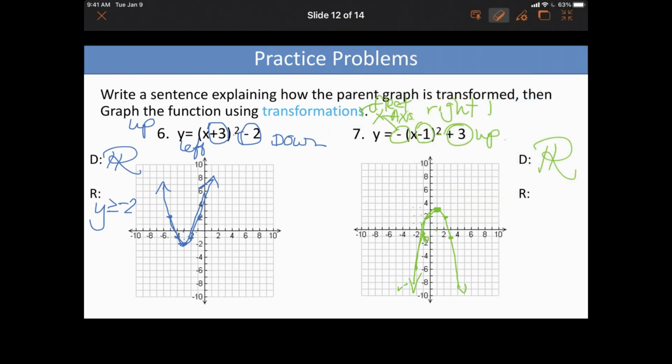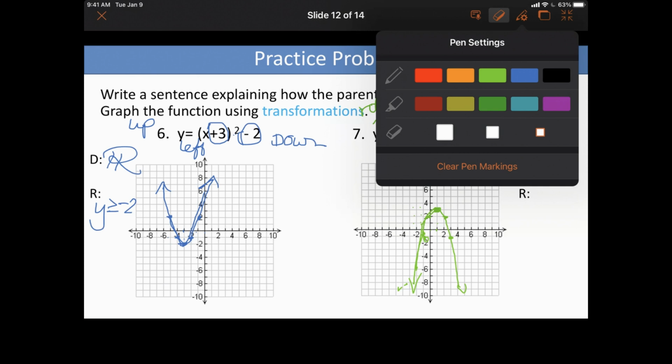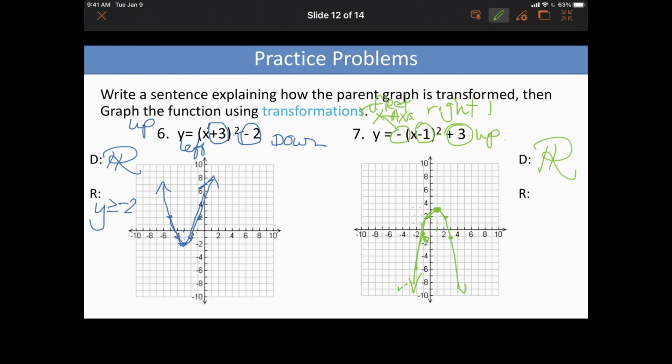All right, so the range, I know it's going down, so the y's are going smaller, and here it's at 3 and goes down. So y is less than or equal to 3, because it's going smaller. So you can see the transformations, if you know how to do them, it's much quicker than making a table.